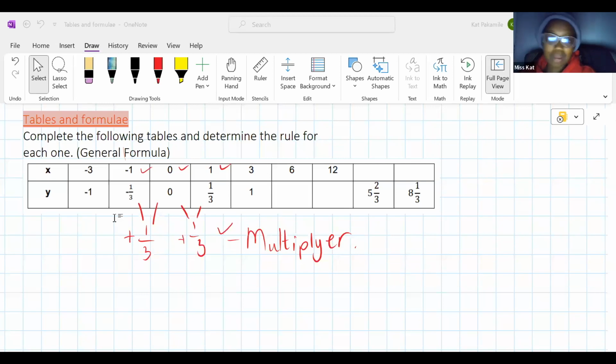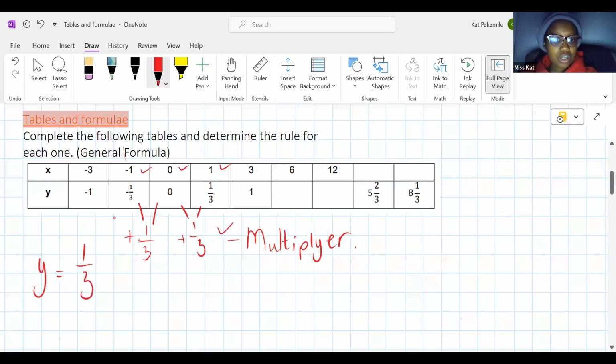Okay, what I meant is we are going to say y equals 1/3 times x. Now we want to check, do we have to add or subtract anything to get to our desired output? So a multiplier literally means it's the thing you're multiplying. I get 1/3 x. 1/3 x means 1/3 times x. So that's what I mean when I say we're going to make it a multiplier.